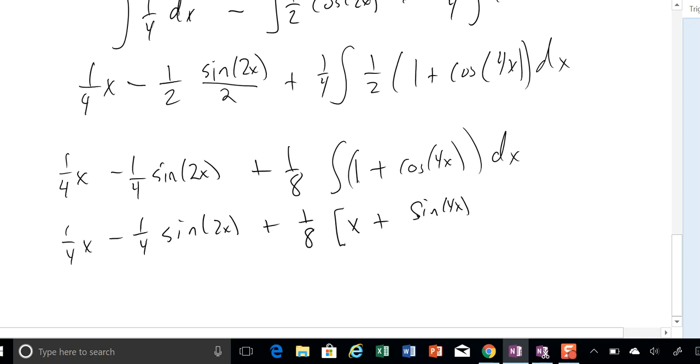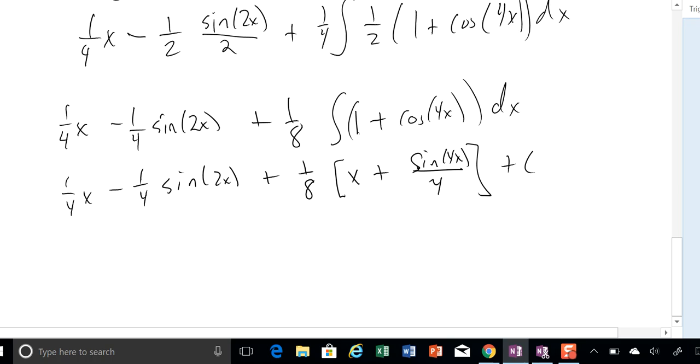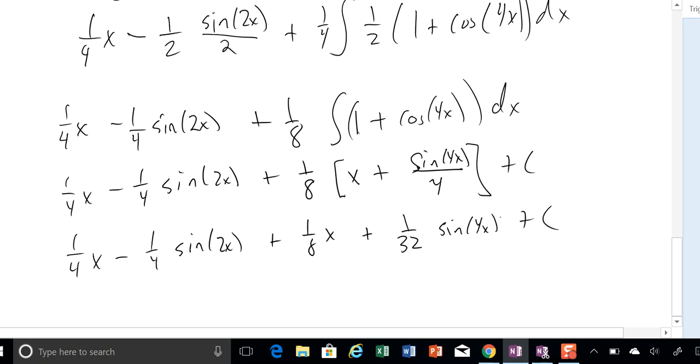But if we were to take the derivative of sine of 4x, it's going to kick in a multiplying by a 4. So I need to divide by 4 to undo that. And then plus c at the end. And so that is it. We can maybe do some simplification in there, but there is our antiderivative. 1/4 x minus 1/4 sine of 2x plus 1/8 x plus 1/32 sine of 4x, and then plus that c there at the very end.